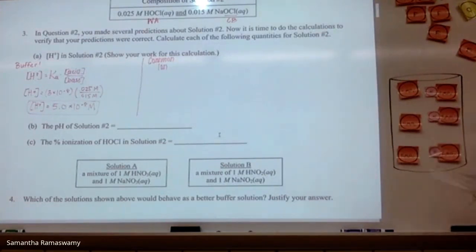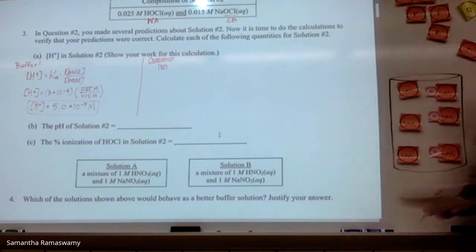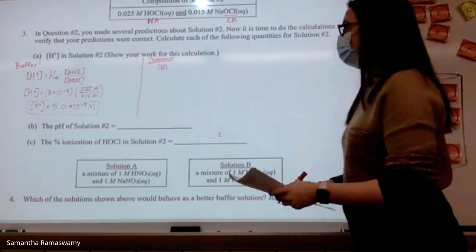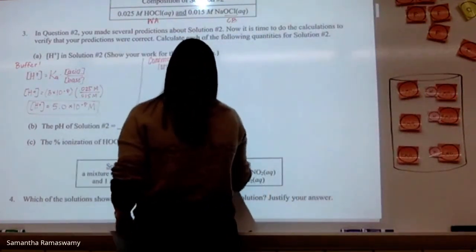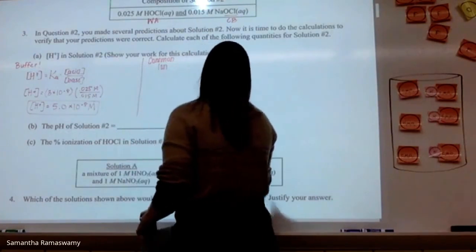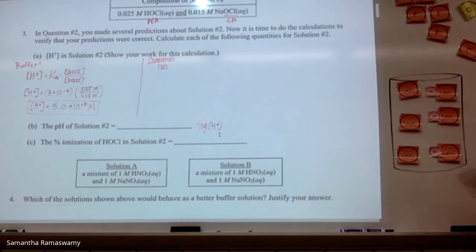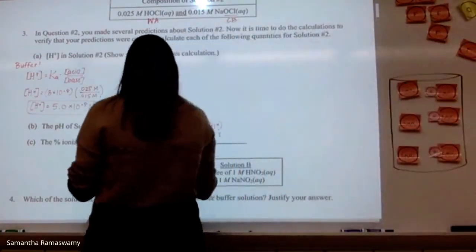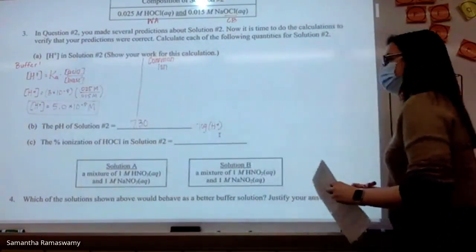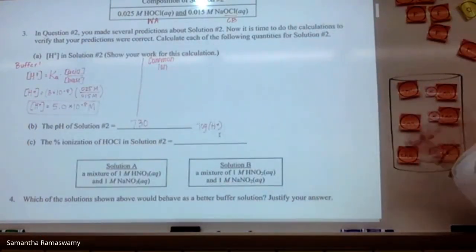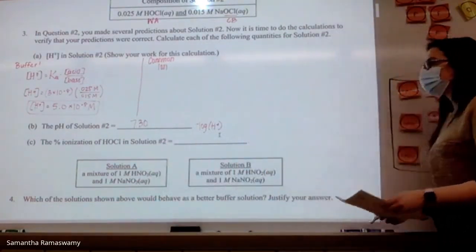So in part B, the pH of solution 2. We need negative log of H+. That's going to be pH. So take the negative log of what we solved in part A. I got 7.30. And as you go through, check and make sure I've put it in my calculator right. So the pH of solution 1 was 4.56. Once we added a common ion, we created this buffer, and the pH went up.